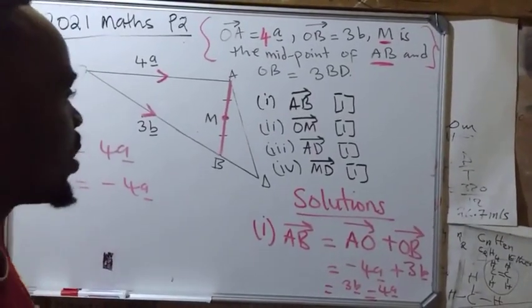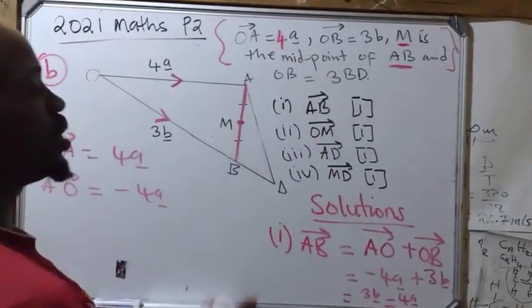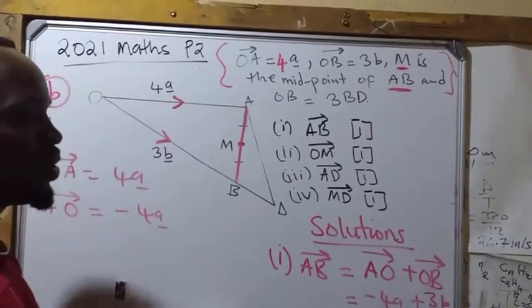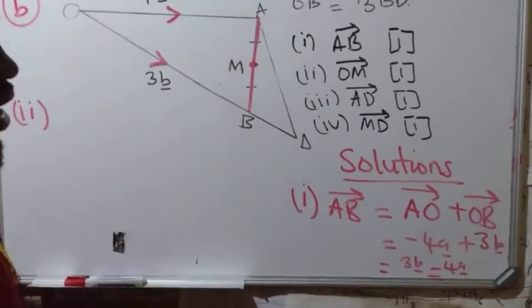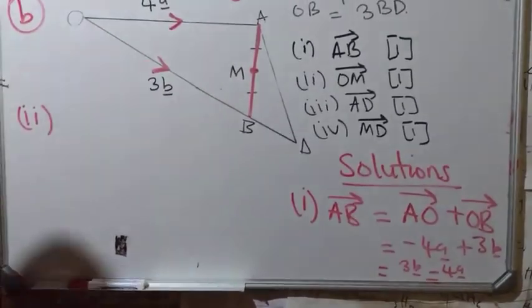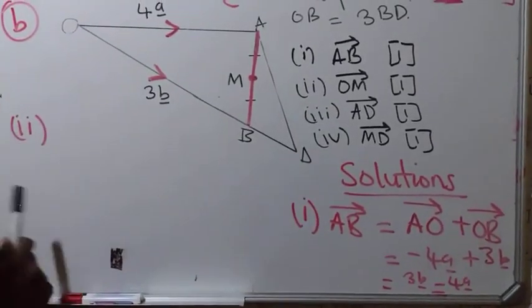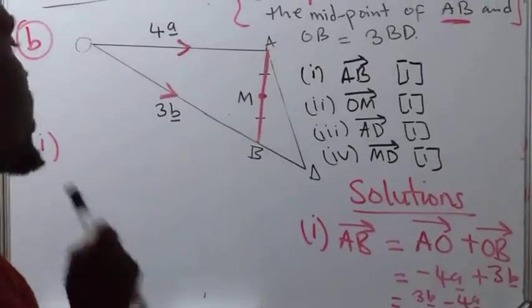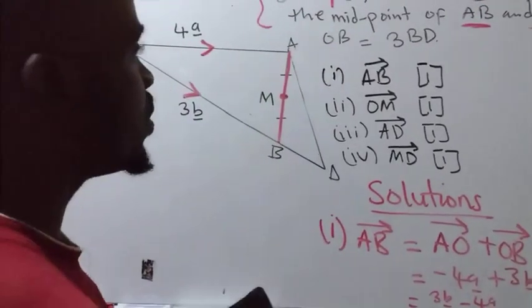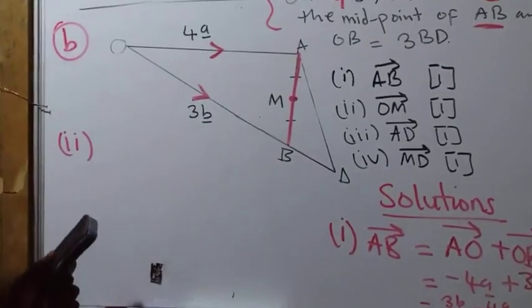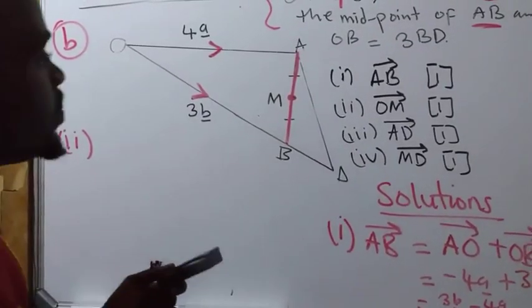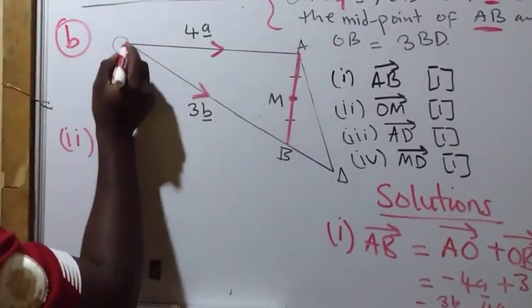Now we come to the second one, which is OM. We have answered Roman numeral 1, and we're coming to Roman numeral 2. They want us to find the OM. Where is OM? Here, OM, we are talking about this.